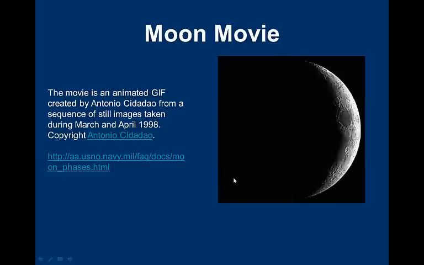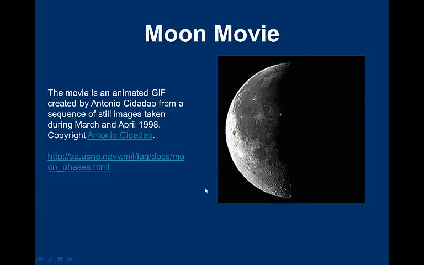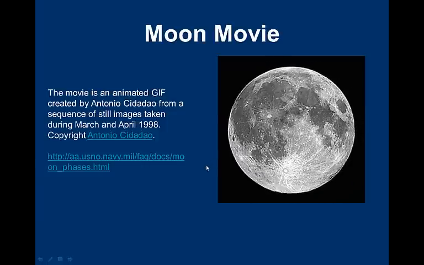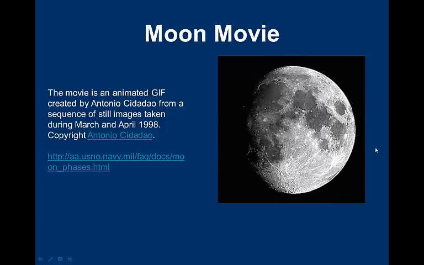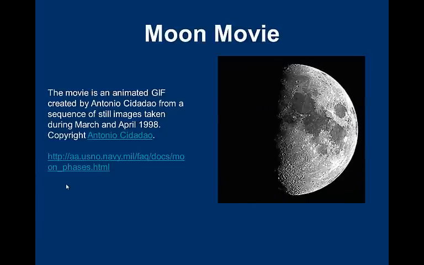Okay, so here's a little animation. It shows you how the moon changes. As you notice, it's always moving from this side to this side. So we gain light, then we lose light, then we gain light, then we lose light.